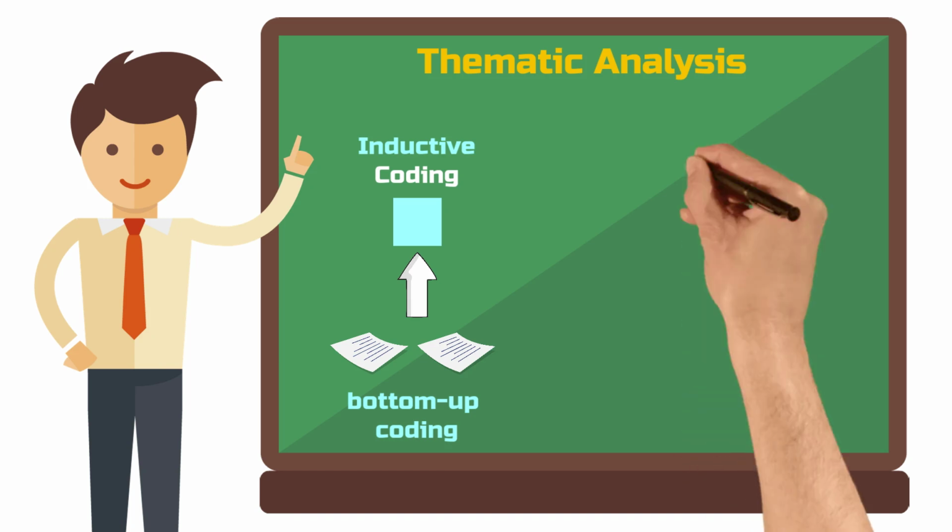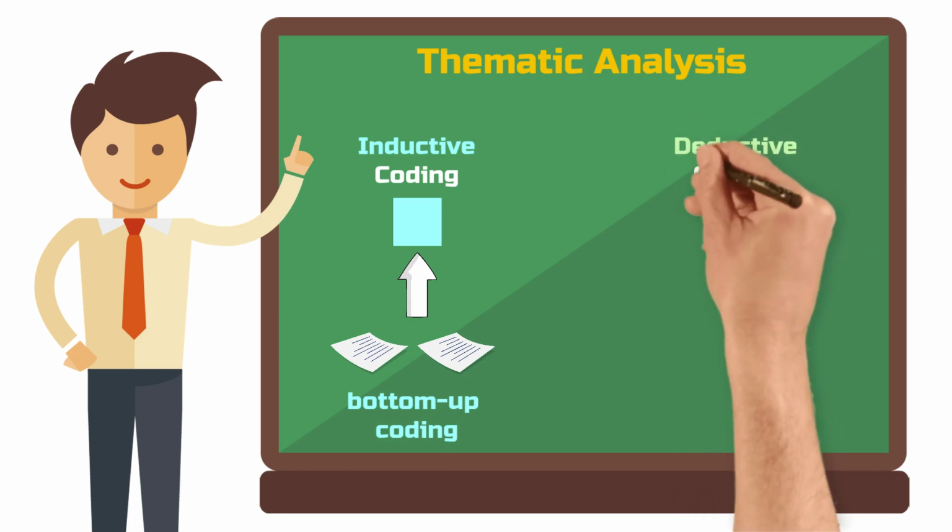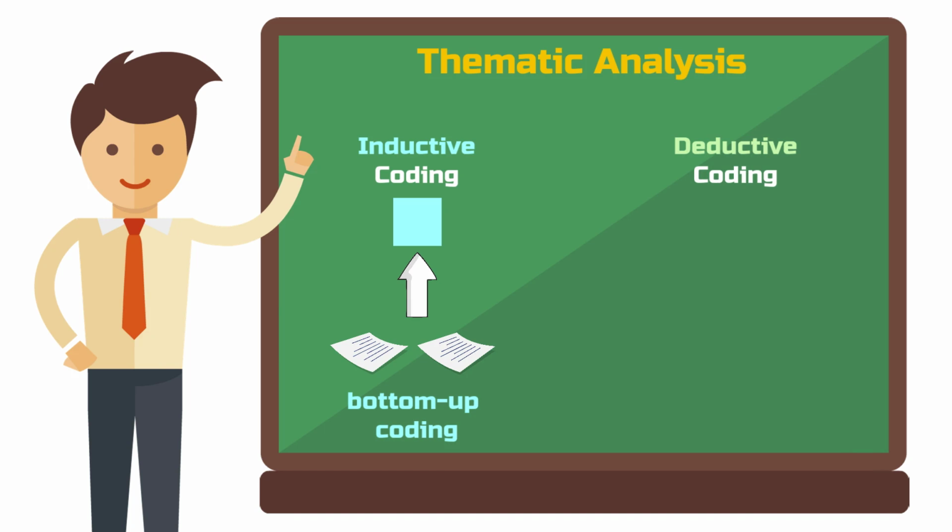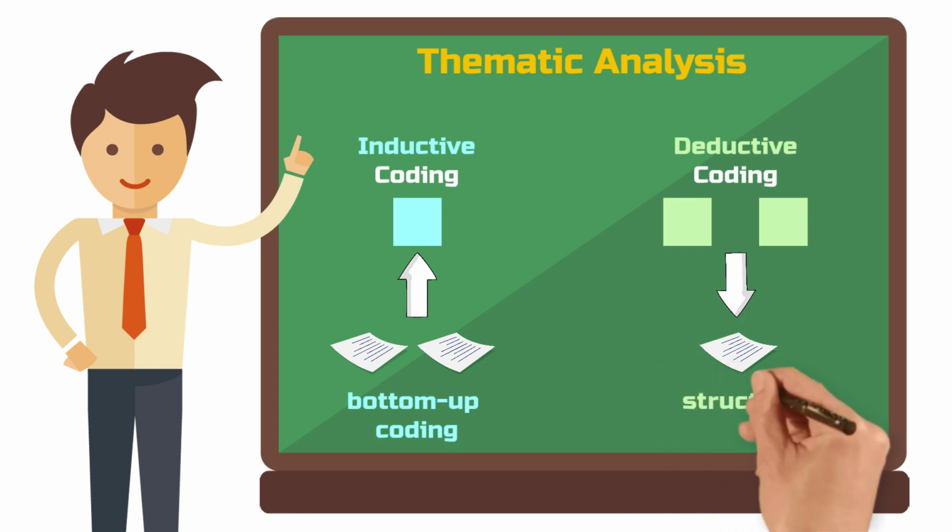And second, you can apply themes deductively. In this type of thematic analysis, you create a list of predefined themes from a theory or other relevant literature. Then you approach the data with these themes in mind and systematically allocate your data to each theme. You can also count how often each theme occurs in your dataset.